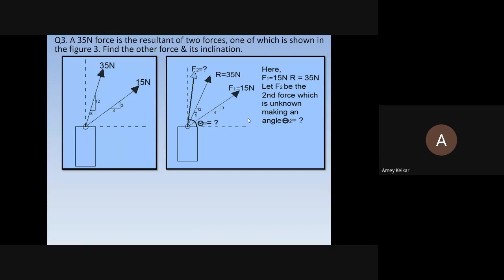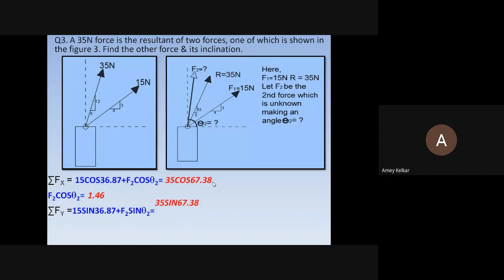Many of us were in a race to complete the sum. Summation Fx is equal to 35 cos whatever angle, 15 cos whatever angle, summation Fy is equal to... Then what to find? With this, we get this simple thing. Now, what is this 35 cos 67.38? The summation Fx equal to Rx, as we have solved in previous examples. Rx is the x component of 35, which is the resultant, 35 cos 67.38. From this equation, we get F2 cos theta 2 is equal to 1.46.